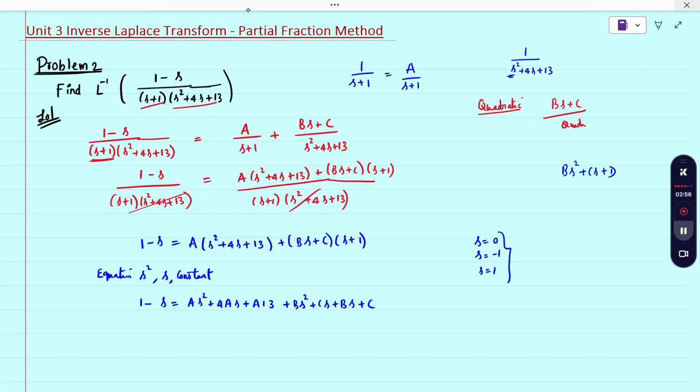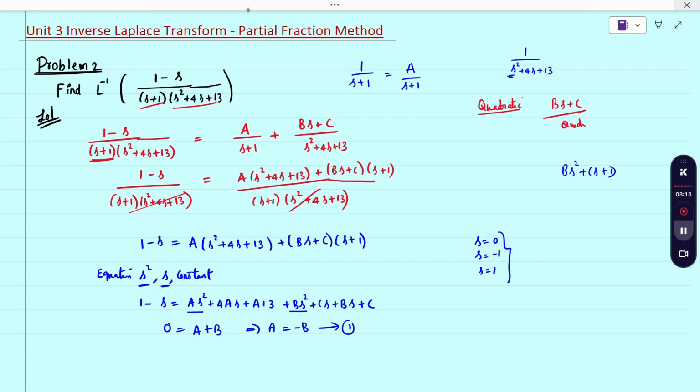Now equate the coefficient of the s squared term. On the left I don't have an s squared term, so 0 equals a plus b. This is nothing but a equals minus b. This is our first equation.